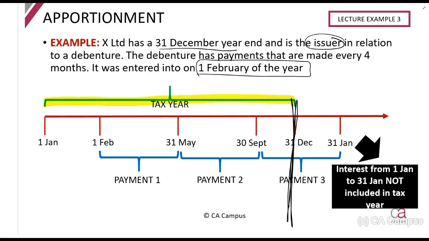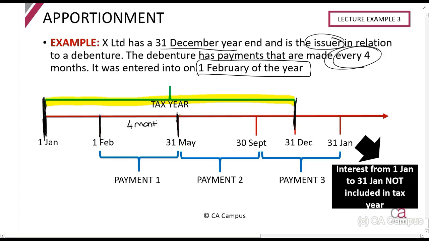Our tax year starts here in January and it ends in December. So this debenture makes payment every 4 months. If we entered into it in February, we've got February, March, April, May. May is 4 months. So here you go, this is a period of 4 months. Then June, July, August, September is the next 4 months. And then October, November, December, and January is the next 4 months.